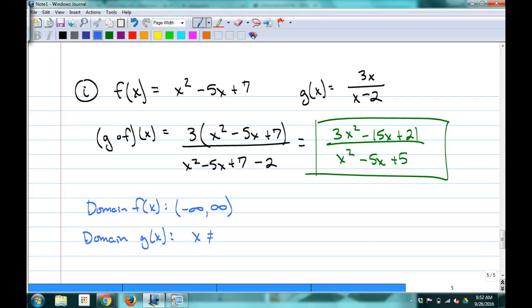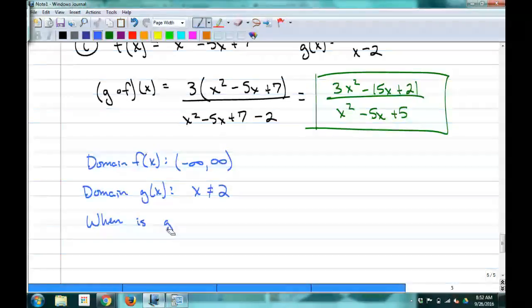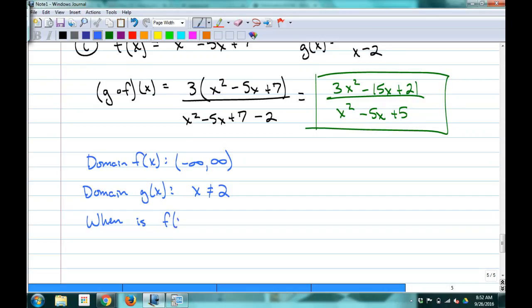x can't be what? 2. All right, so here's what we've got going on. The one we're plugging into has a restriction. So we have to know what we're plugging in with. When is it equal to 2? That's the question we've got to answer. When is g of x, not g of x, f of x, what we're plugging in, equal to 2?